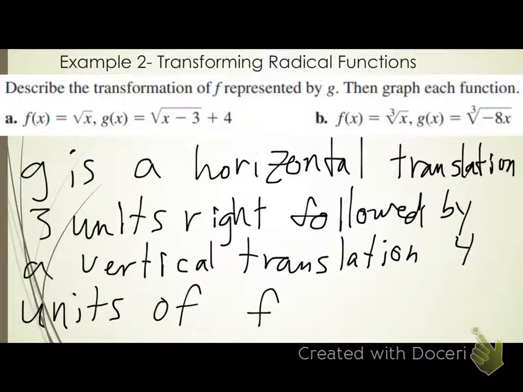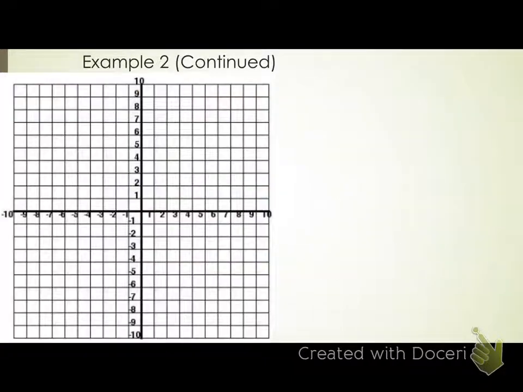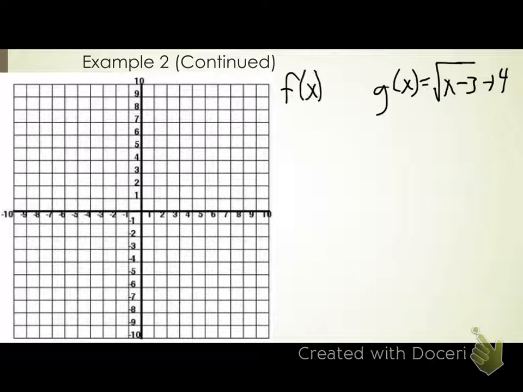Does everyone see that? You have to have every transformation within your description. You can't just do one of them, you got to do all of them. Any questions on my description on letter A? Then it tells me to graph it. So let's graph our parent function real quick.